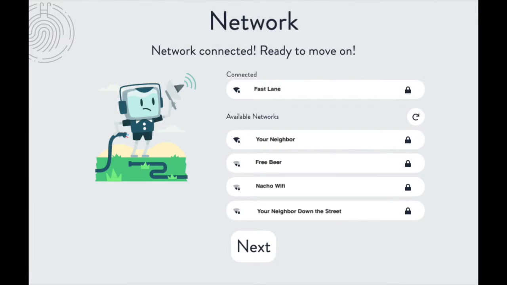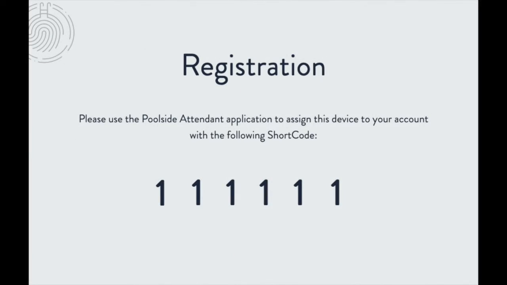Before we can configure the system, we need to make sure we have an internet connection to the Attendant. On this screen, you can configure your Wi-Fi or wired connection. Once you are connected, tap the Next button. Here you will be presented with a shortcode that you will need to enter into the mobile app in order to continue the setup process.